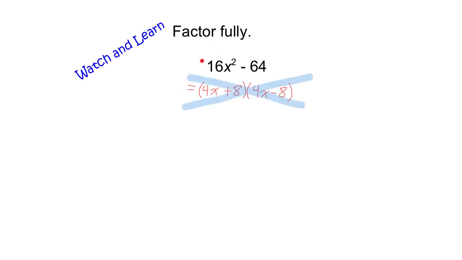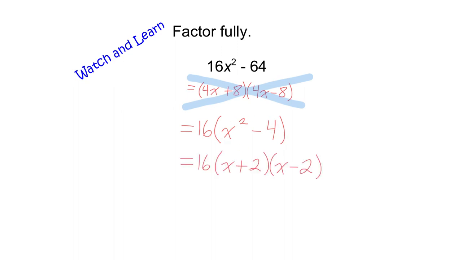We forgot to look for common factoring first. So we look at 16 and we look at 64. The greatest common factor is 16. So when 16 is the greatest common factor, the other factor must be x squared minus 4. Now this is a difference of squares with smaller numbers, and I can factor this like I did in the previous example. So just watch out.